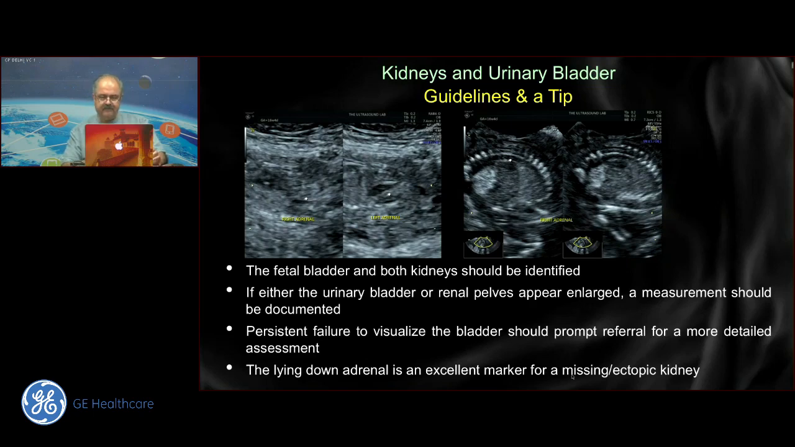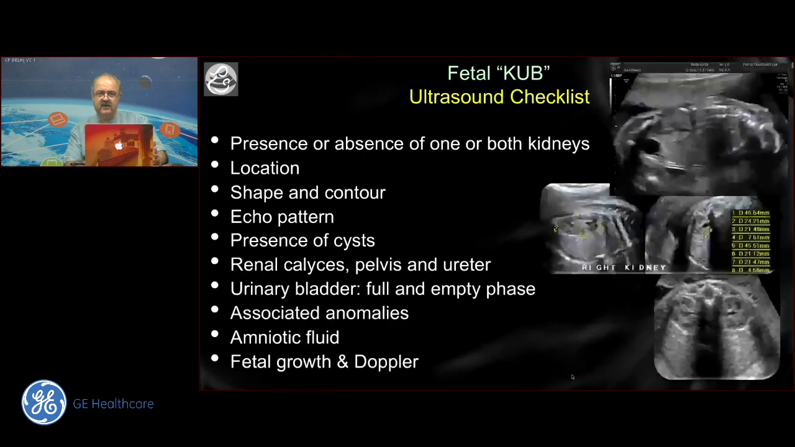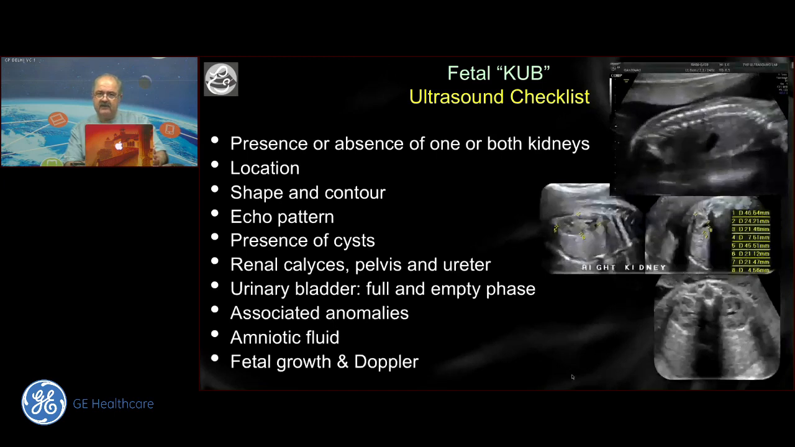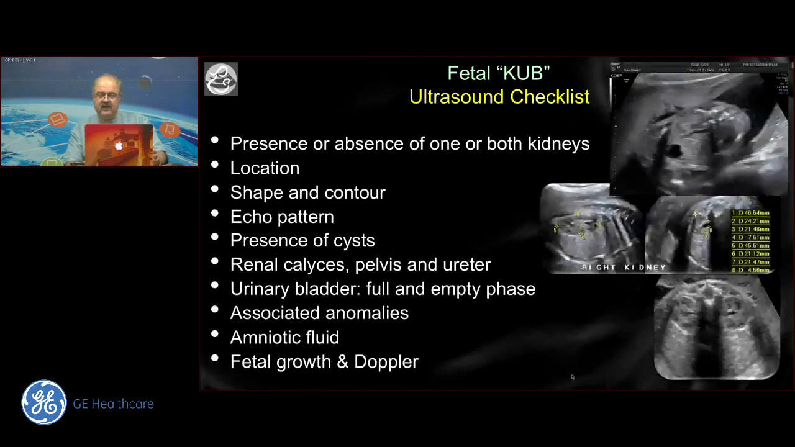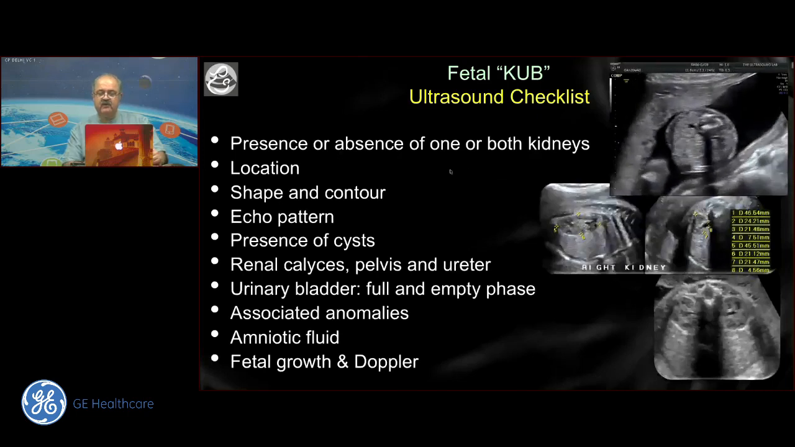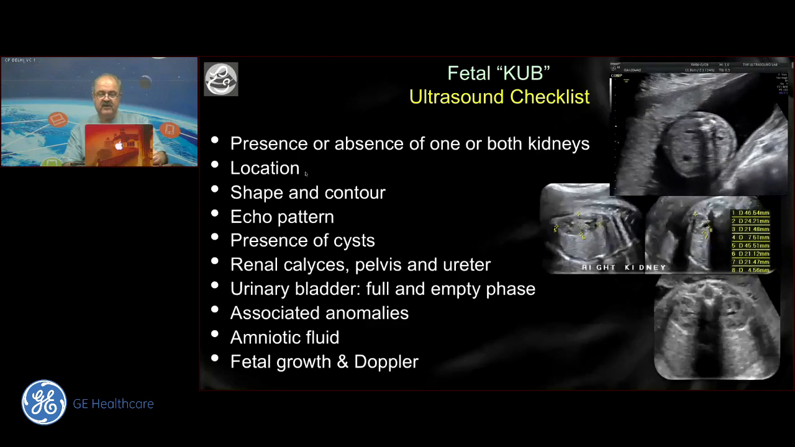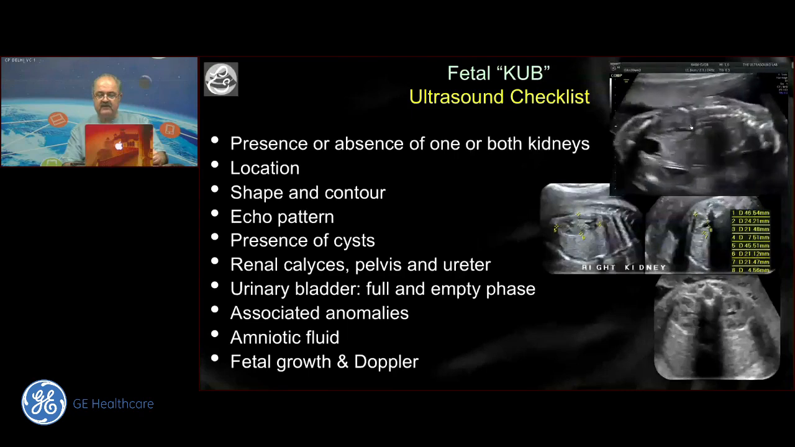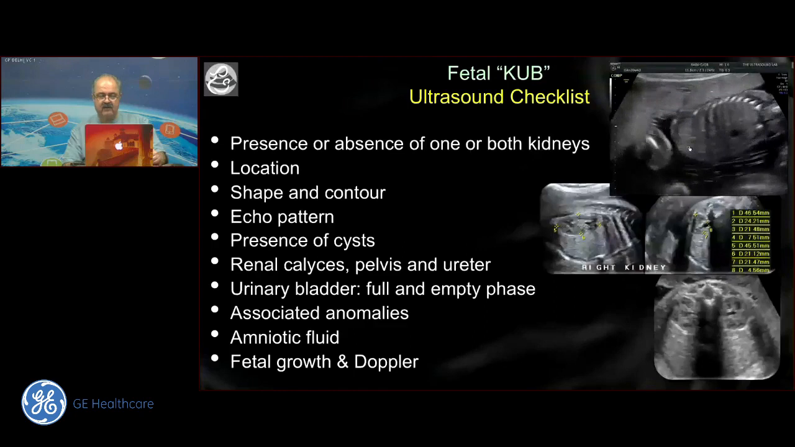But typically speaking, the lying down adrenal is an excellent marker for either a missing kidney or an ectopic kidney. When we look at a checklist, and I promise you this is not going to be an atlas, this is only going to be highlighting what we do currently. There is a checklist for the entire urinary system, the entire tract as well, to be diagnosed. Presence or absence of one or both kidneys, the location of these kidneys, shape and contour, they should be reniform, the echo pattern, and you should be able to recognize the kidneys quite differently in terms of echogenicity compared to the liver and the adjacent bowel.